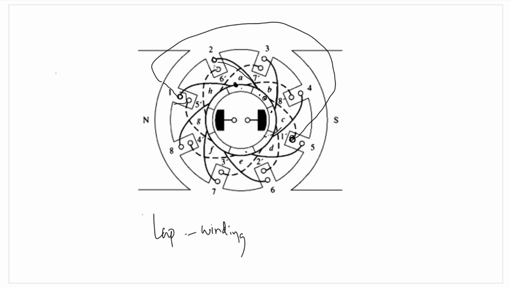Similarly, from the next commutator segment, the front end of coil number 2 will start, and it will end at commutator segment C. So 2 dash is connected here. This is the back end of the coil that's connected to commutator segment C, and so on. So this is how a lap winding will look in a real DC machine.